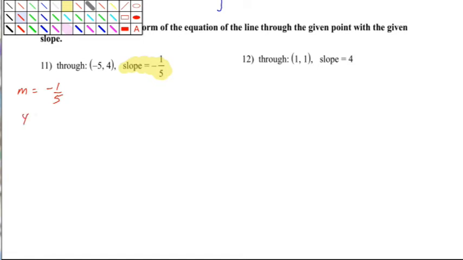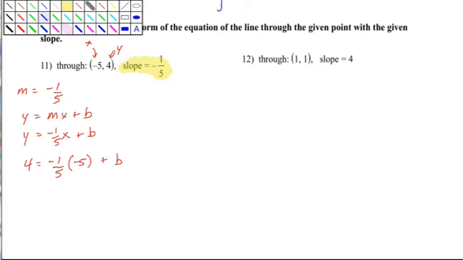So I write my general equation, y is equal to mx plus b. I substitute my slope value in there. Y is equal to minus 1/5 x plus b. I'm only given 1 point, so I don't have much of a choice. The 4 is my y value, and the minus 5 is my x value. So I plug those two values in. 4 is equal to minus 1/5 times minus 5, that's our x value, plus b.